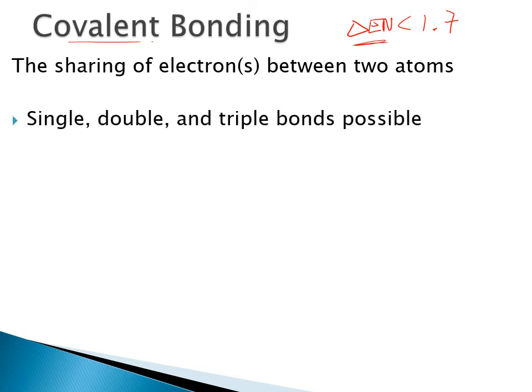We can also get multiple sharing between atoms. They can share one pair of electrons, and that makes a single bond. So one electron from one atom and one electron from the other atom get shared in the space between them. That's a single bond. If it happens twice, it's a double bond, and if it happens 3 times, it's a triple bond. We're going to be drawing these as lines when we go to draw actual molecules.